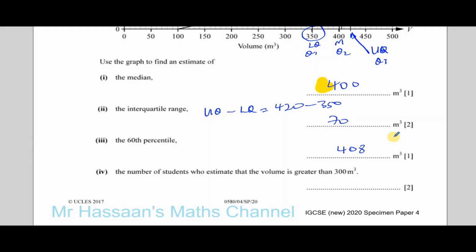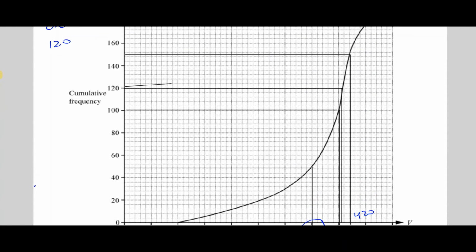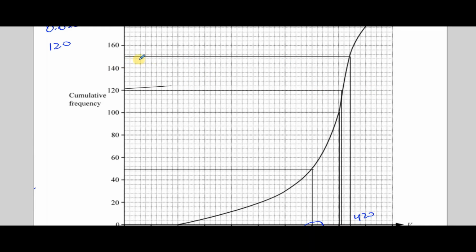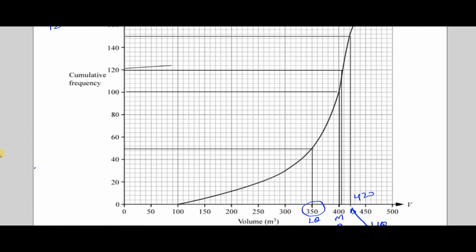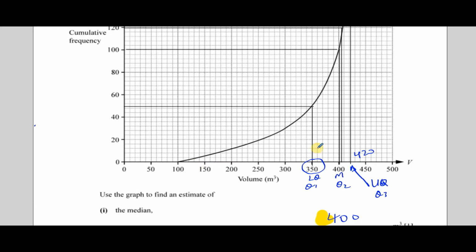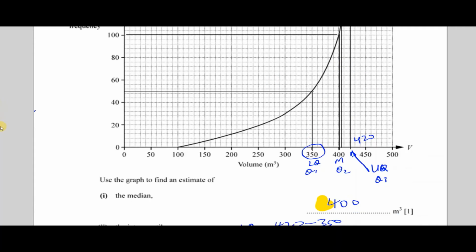Okay, I think there will be a range for them to accept your answers. Now, the important thing is to show your steps by showing these lines. So, you know, this is where you found the upper quartile, this is where you found the 60th percentile, this is where you found the median, this is where you found the lower quartile. These lines here will help them know that you know what you're doing.